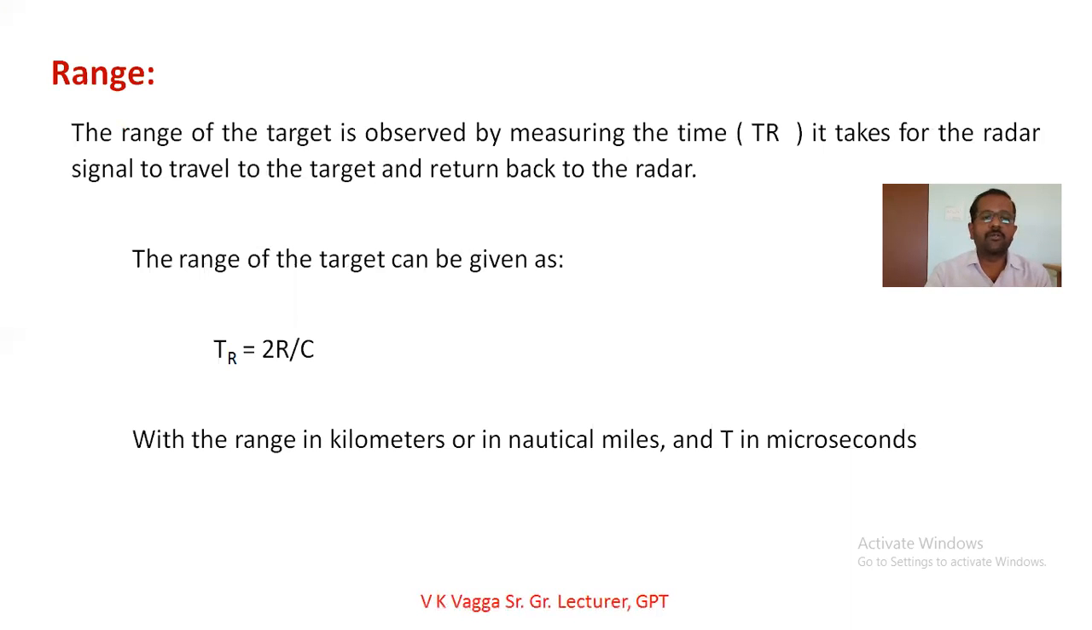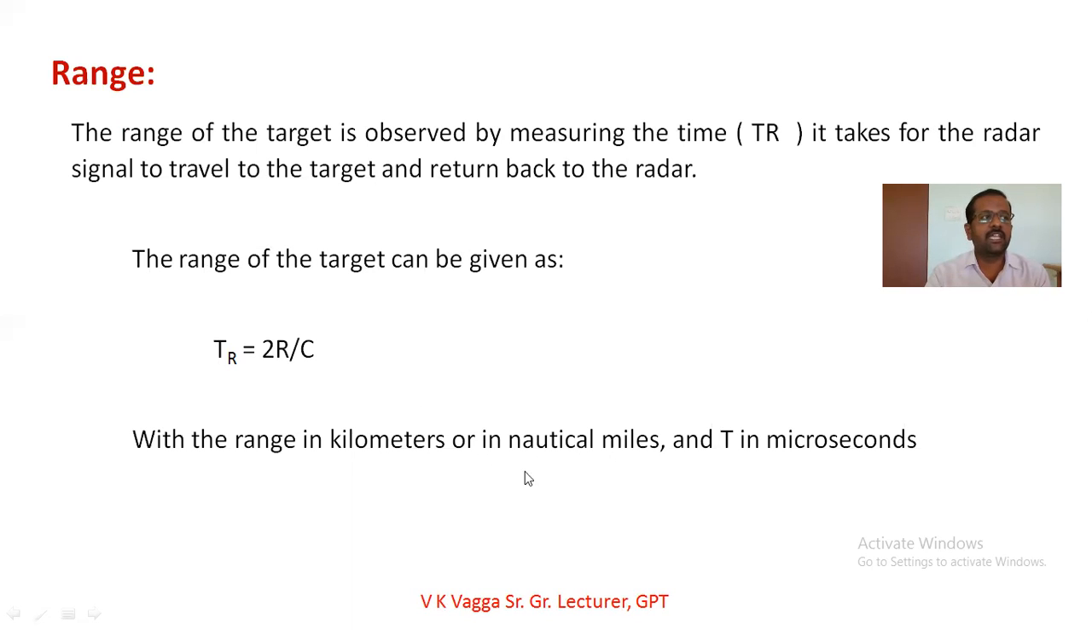The range of the target is given by TR = 2R / C. In this case, TR is the interval time, the 2 is the multiplication constant, R is the range, and C is again a constant. So TR = 2R / C, and the range is measured in kilometers or in nautical miles.